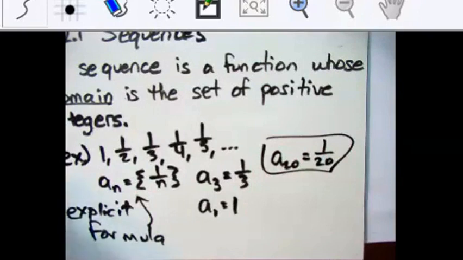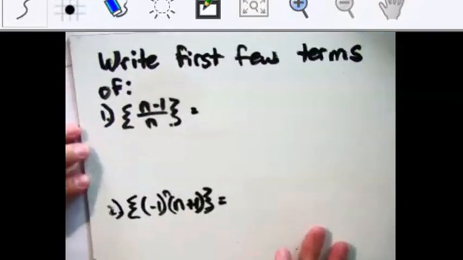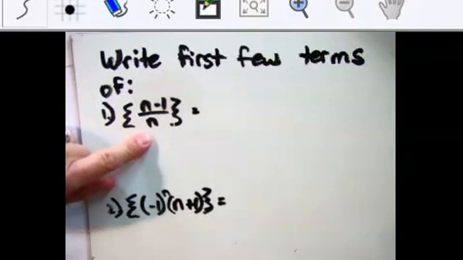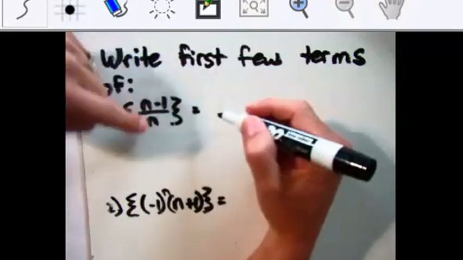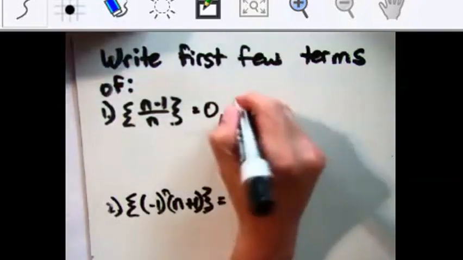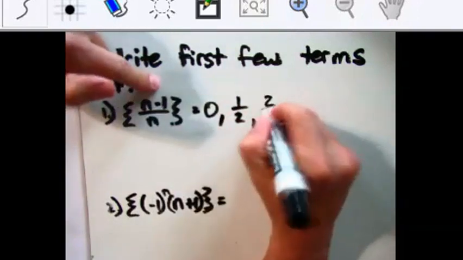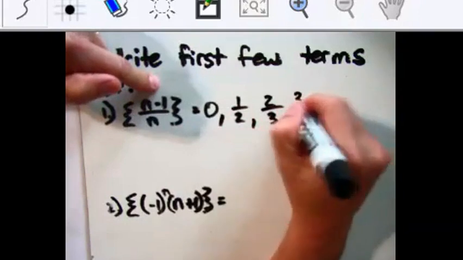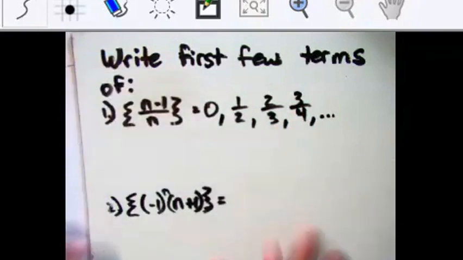Okay. Here's what you guys are going to be doing with this. Got a couple examples. So write the first few terms of this sequence. So always start with n equaling 1, and then plug in 1 and see what you get back. So 1 minus 1 is 0, divided by 1, 0. And then plug in 2. So 2 minus 1 is 1, and n is 2. Plug in 3. Plug in 4. And then so on and so on. This just said first few, so that's good.